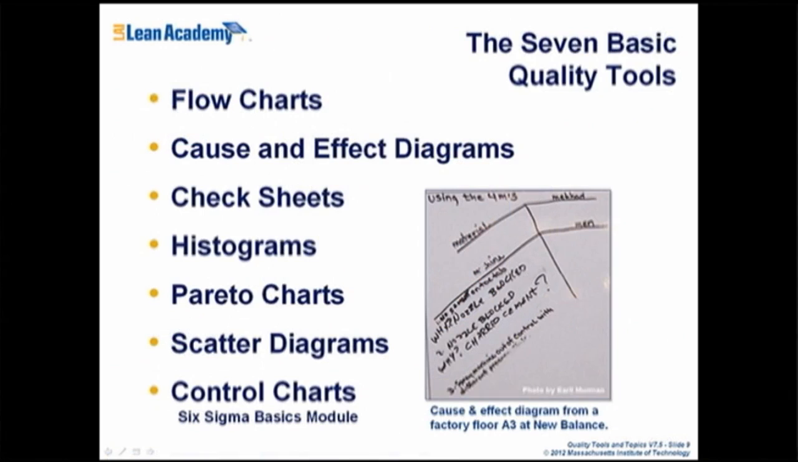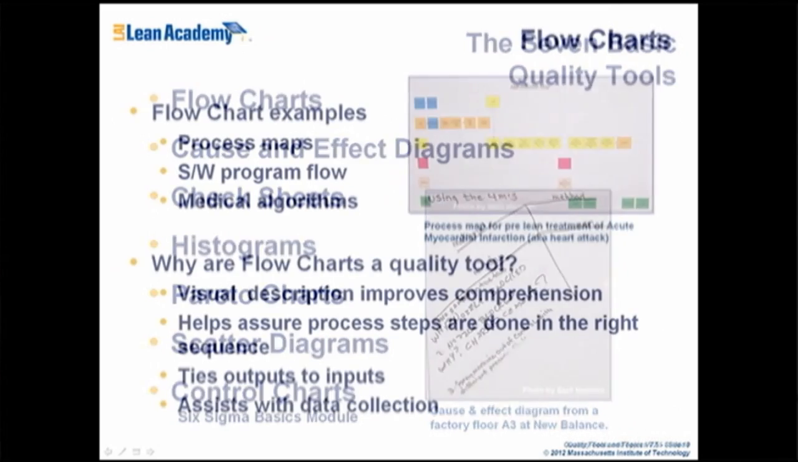So the 7 basic quality tools are these. We'll start with flow charts. Then there's cause and effect diagrams, an example of which is shown here on the chart. Then there's check sheets or checklists, histograms, Pareto charts, scatter diagrams, and then control charts, which we won't cover in this module, but Earl will be covering it in the next module on Six Sigma Basics.